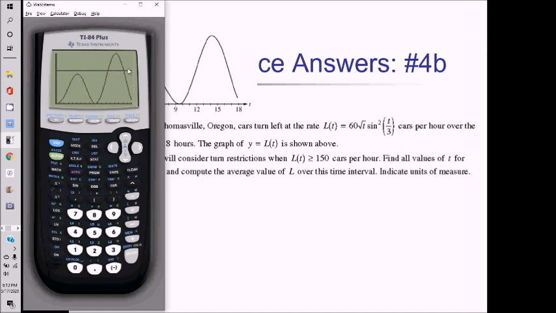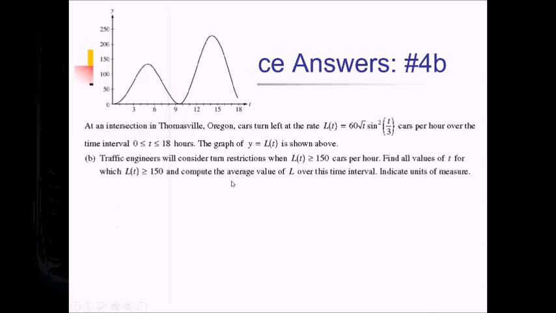So let me find those two intersection points. I'll do second trace and then option 5 for intersect. Let me move my spider up here to the first intersection. There he goes. Enter, enter, enter. And then that's going to be about 12.4283. So I'm doing L of t equals 150. I'm going to refer to that value as time A. That's a constant that I'm writing here.